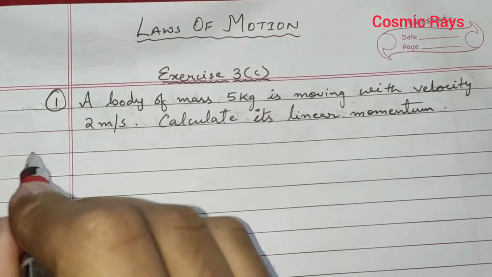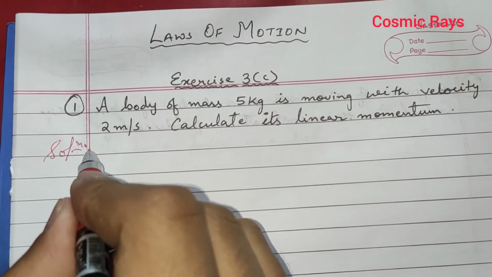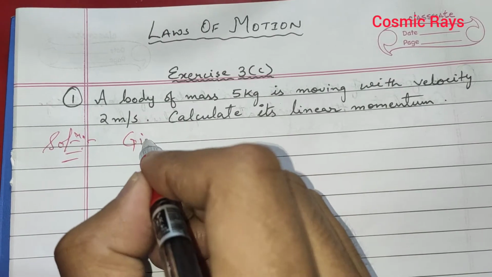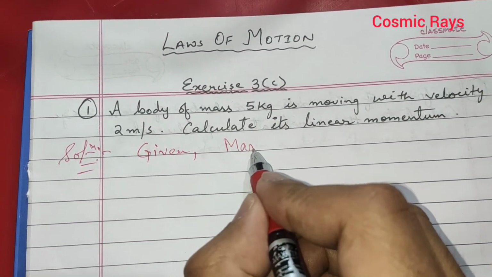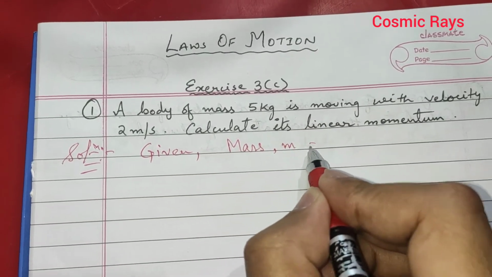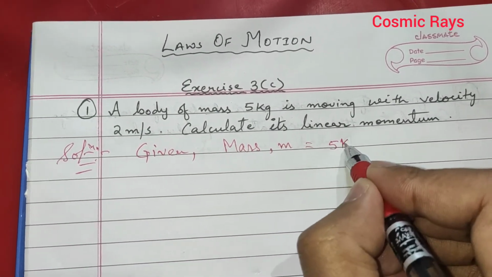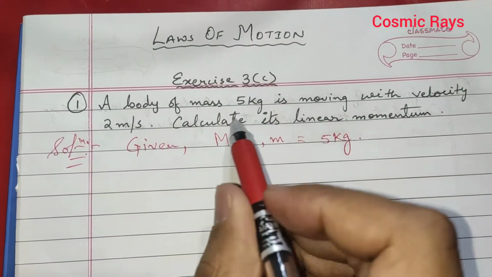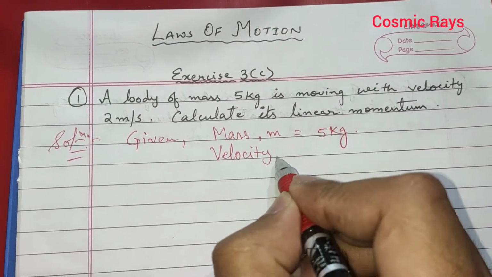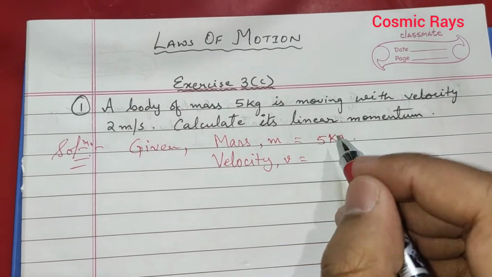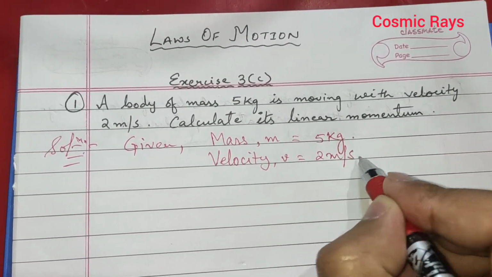So as we have been doing, first we'll write the given things. So given, we have the mass m equal to 5 kg. After that, we have been provided with the velocity. So velocity v is equal to 2 meter per second.